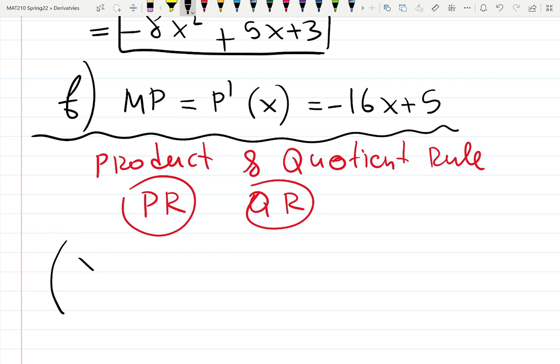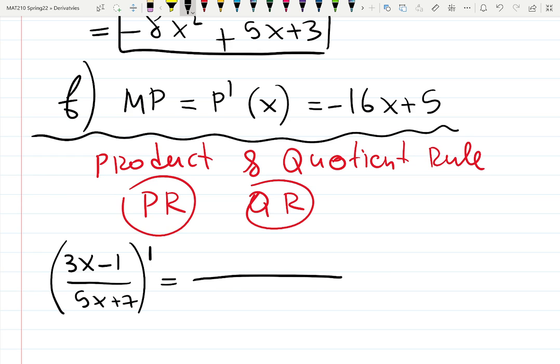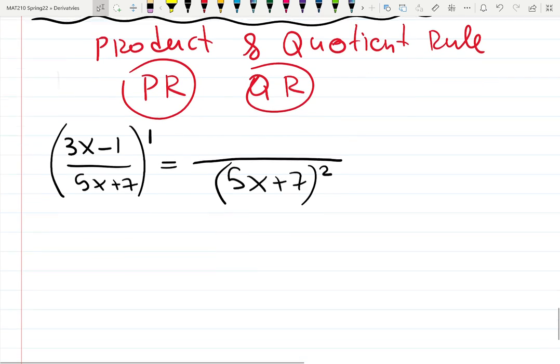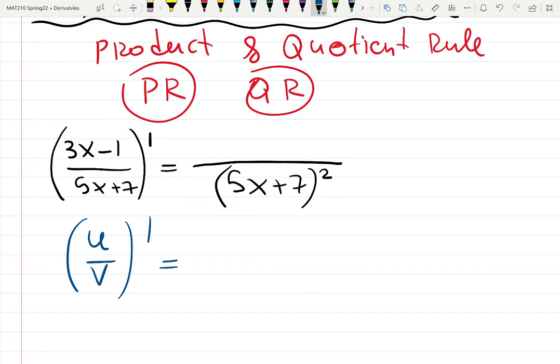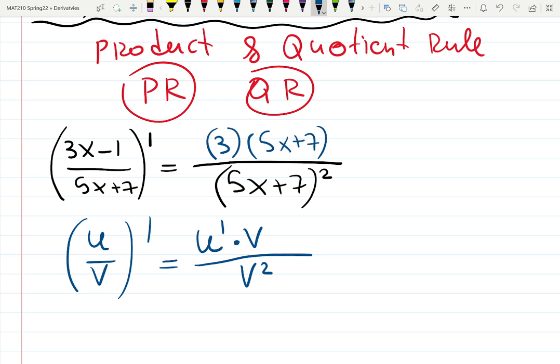What is the derivative of 3x minus 1 over 5x plus 7? The derivative of the quotient, the formula says, you should say that loud a little bit to yourself, it helps a lot. Square the denominator and keep it like so. Differentiate the top, that's the formula, U over V prime. Derivative of the top, derivative of 3x minus 1 is 3. Copy the bottom, 5x plus 7, minus. Minus is part of the formula, don't mess up this part.